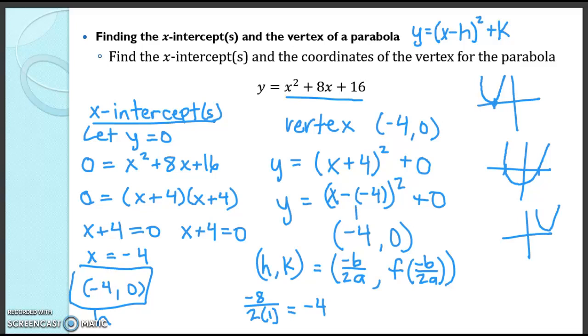Right? And then we can plug in negative 4 for x, and we'll end up getting 0. So negative 4 squared plus 8 times negative 4 plus 16. When we add all that together, we will get 0. So that is many different ways of finding the vertex of a parabola, and also finding the x-intercepts by plugging in 0 for y.